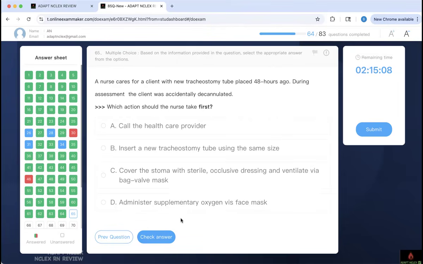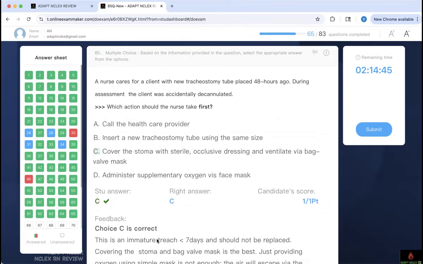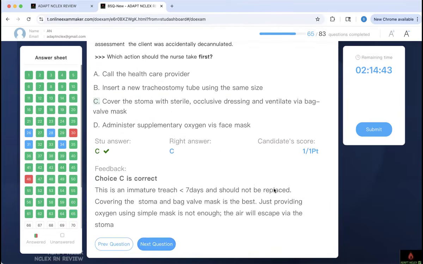There's a concept here. If a newly placed tracheostomy comes out, what is your action? That's what the question is asking you. Forget about the four answers and think about the concept you know. If it's less than 7 days, what do you do? If it's more than 7 days, what do you do? It's less than 7 days. You should not put it back. You should just cover it and give them oxygen. Therefore, cover and bag mask them. Five more questions.